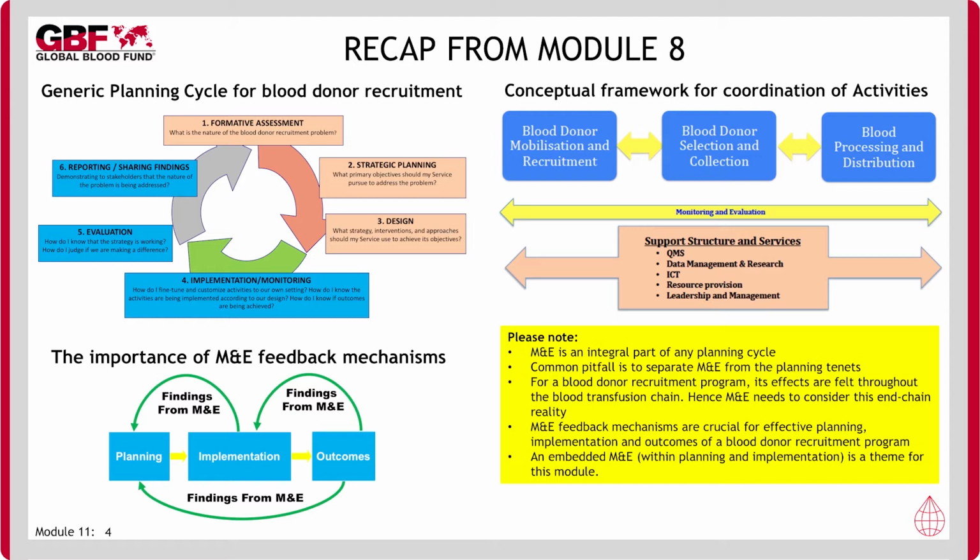Also in Module 8, we highlighted that in order to develop an effective M&E system, the entire blood transfusion chain should be properly monitored and evaluated. You will notice that blood donor recruitment activity is at the beginning of this chain, but ripples of its performance effects will be felt at the end of the chain and be seen in whether blood is available or not for patients in need.